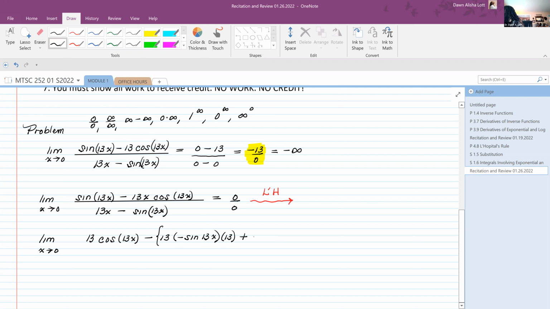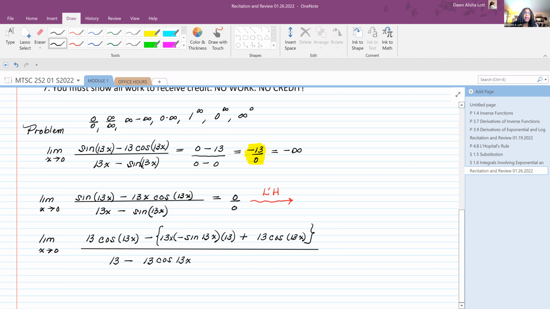Wait a minute, what did I do? I did the first, 13x, times the derivative of the second, plus the derivative of the first, which is 13 times the second, which is the cosine of 13x. And then over the denominator, the derivative of 13x is 13. And the derivative of sine of 13x, you want to give it to me again? It's just 13 times cosine of 13x. Okay.